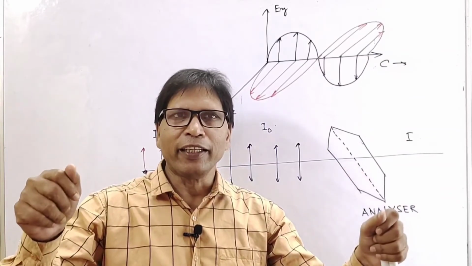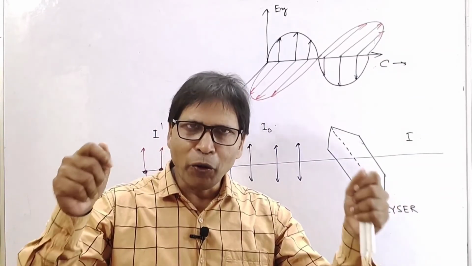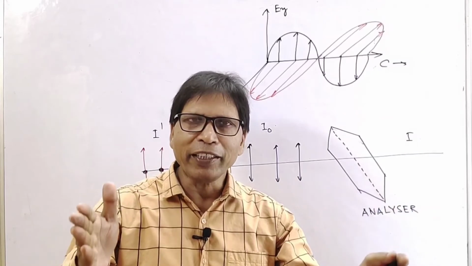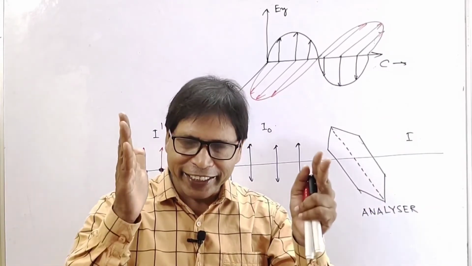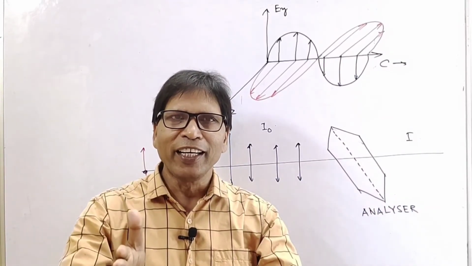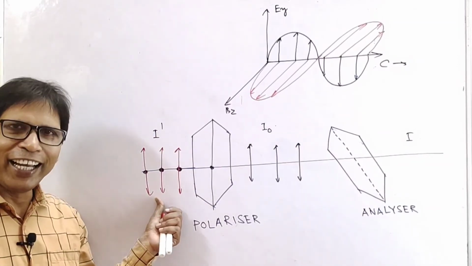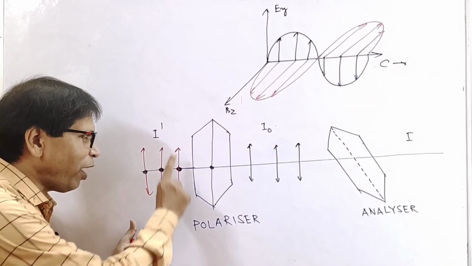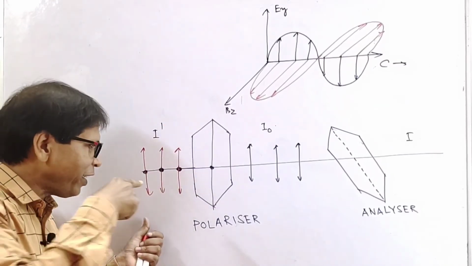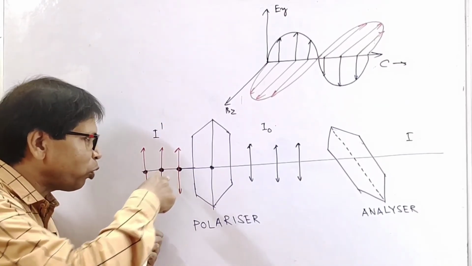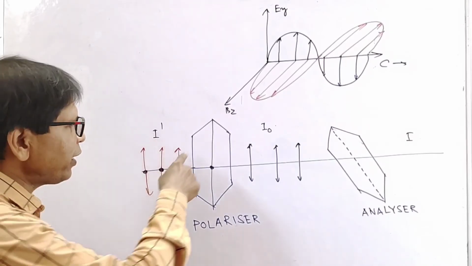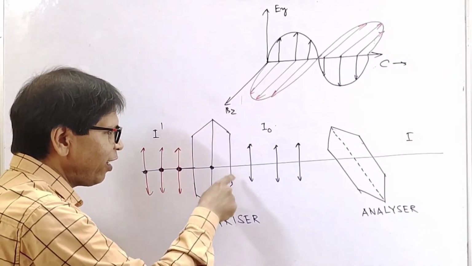Now polarization: the phenomenon by which the vibration of the light wave is restricted to a particular plane is called polarization. Now look at this, the electric field vibrates normal to this line, and the magnetic field vibrates normal to this plane. Okay, this is the tourmaline crystal.